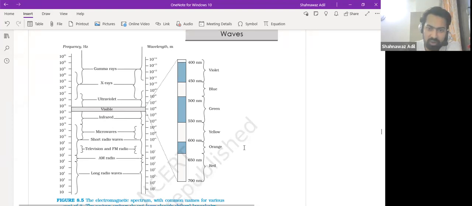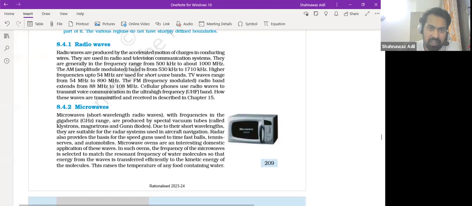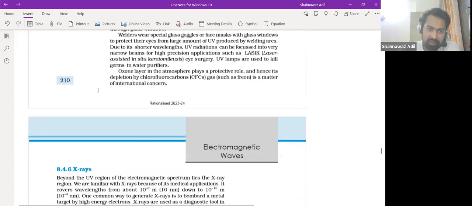So please go through this, make a note of these things, and write the origination. Just see the example of radio waves: they are produced by the accelerated motion of charge. Charges rapidly accelerating will create radio waves. So please go through these, right?